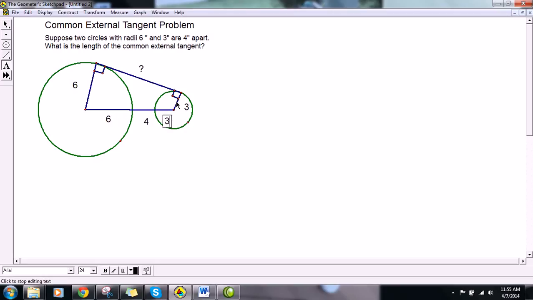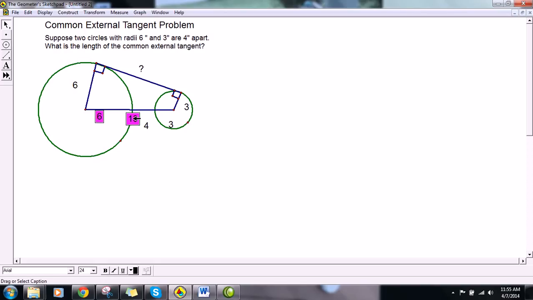Remember, all radii of the same circle are congruent, so if that's 3, then that has to be 3. If that radius is 6, that radius is 6, right? And then that little piece in between is 4. So regardless, the whole center-to-center distance is 6 plus 4 plus 3, which is exactly 13. So I'm going to put a 13 somewhere around here. And the 6 and the 4 and the 3, of course, make up that 13.